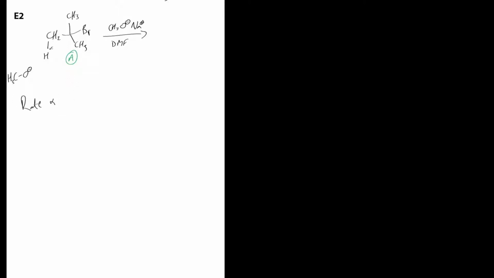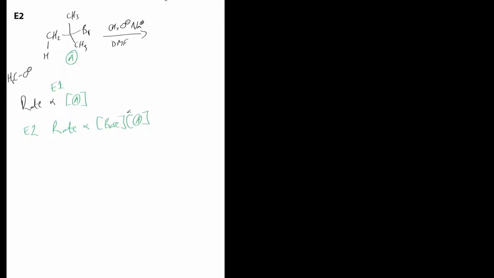So the rate of the reaction, if it's E1, is dependent on the concentration of A, and that's it. For E2 reactions, the rate of the reaction, how fast it's going to go overall, is proportional to the base and A. Okay? So the rate of E1 elimination is just dependent on the concentration of the alkyl halide, and the E2 rate is now dependent on the concentration of alkyl halide and the base.